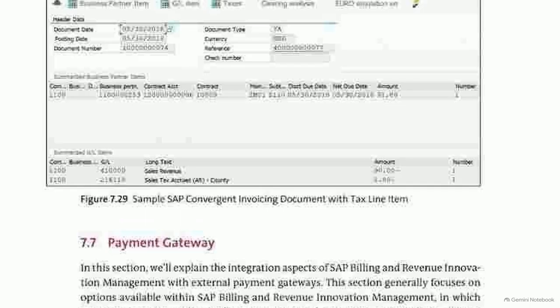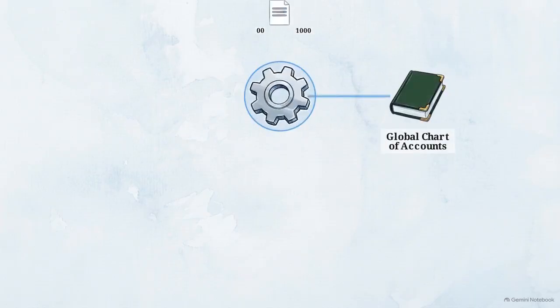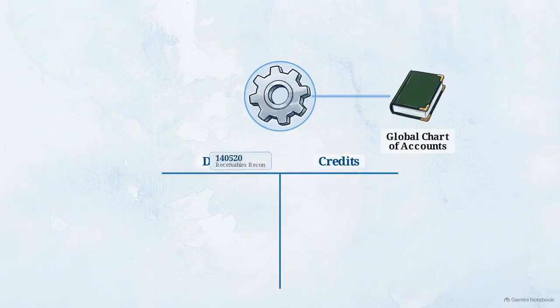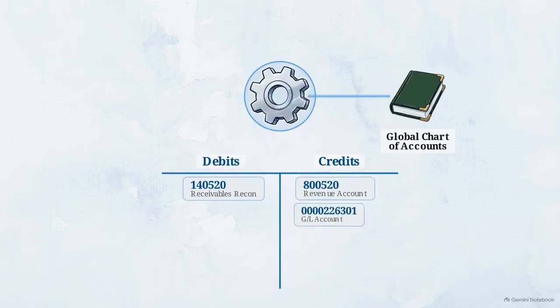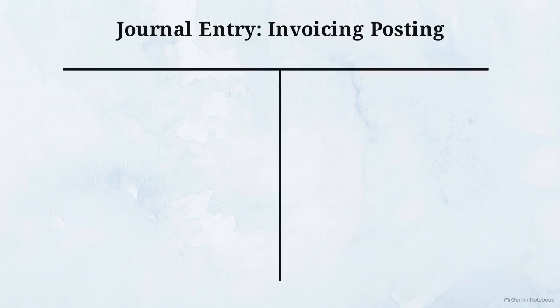If we examine the bottom of this invoice, we see the summarized GL item section. The system has already calculated and assigned specific accounts for sales revenue and sales tax. The specific account assignments shown here are the output of a configuration engine that evaluates the metadata of every line item against the global chart of accounts. To understand that engine, we need to view this document as a standard accounting journal entry.